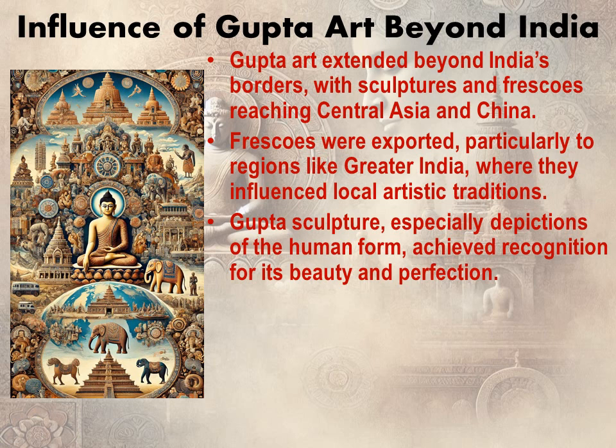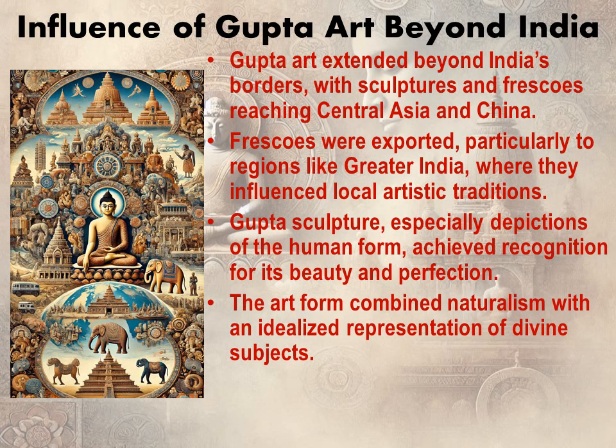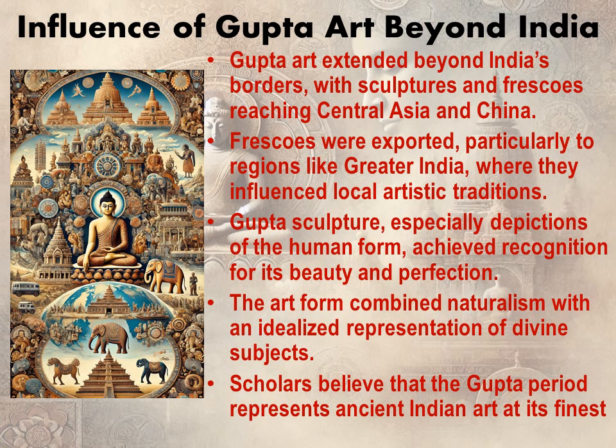Gupta sculpture, especially depictions of the human form, achieved recognition for its beauty and perfection. The art form combined naturalism with an idealized representation of divine subjects. Scholars believe that the Gupta period represents ancient Indian art at its finest.